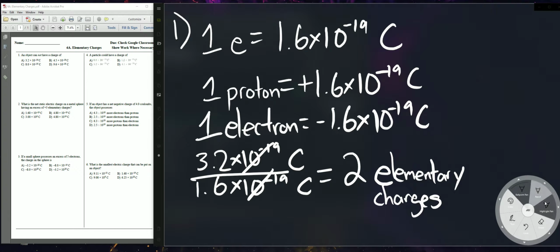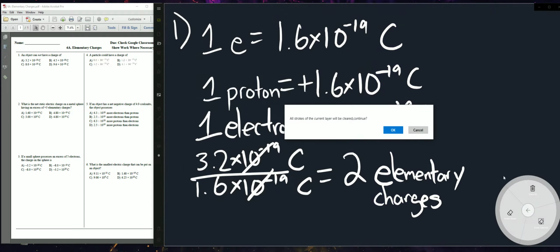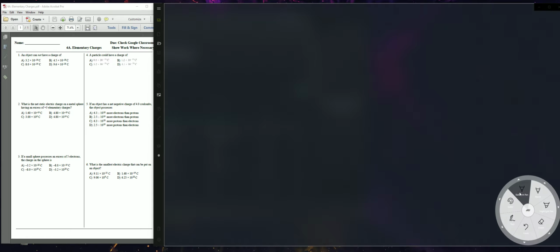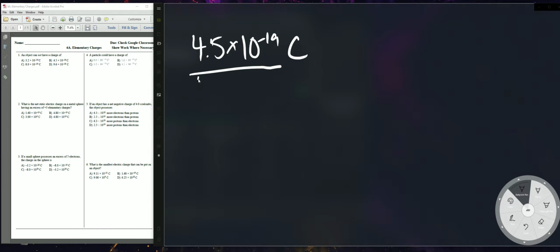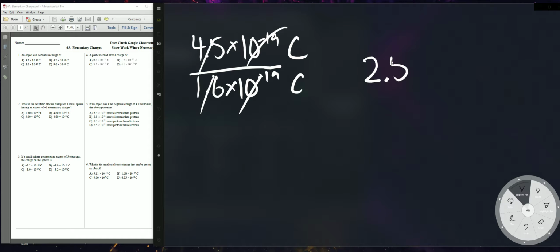Now let's look at B. So 4.5, let's just erase all of this again. 4.5 times 10 to the negative 19 coulombs, and we divide this again by 1.6 times 10 to the negative 19 coulombs. 4.5 divided by 1.6 is going to give you 2.5 elementary charges, which again is not possible.